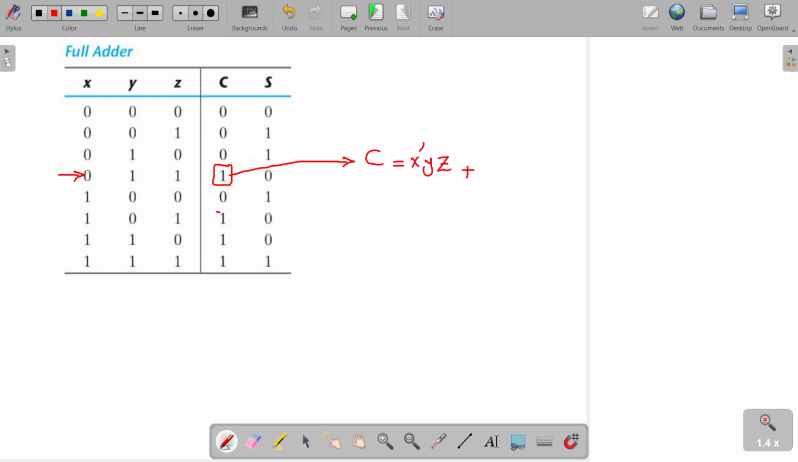Or now, what is the corresponding min term of this one? It is x y prime z. What about this one? It is x y z prime. What about this one? x y z.